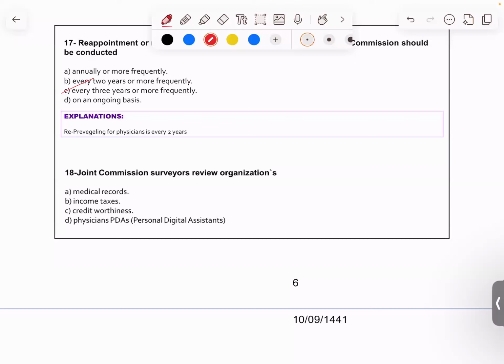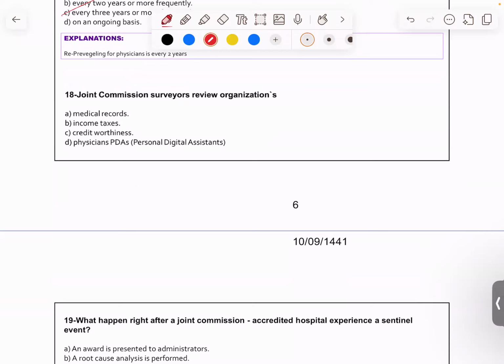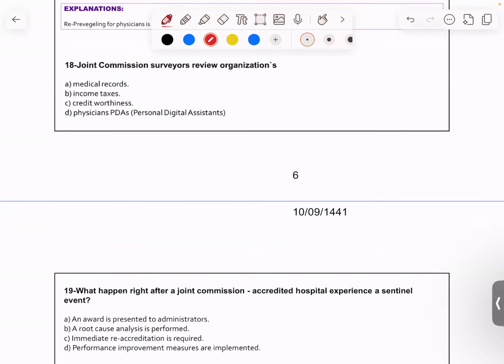Okay, so for the managed care organizations like the insurance companies, the review period is always 3 years. Number 18, Joint Commission surveyors review organizations': A, medical records; B, income taxes; C, creditworthiness; D, physician's PDA. Medical records. Very good. So we always look at the medical records. Other agencies like the tax authorities do not play a role in healthcare accreditation.